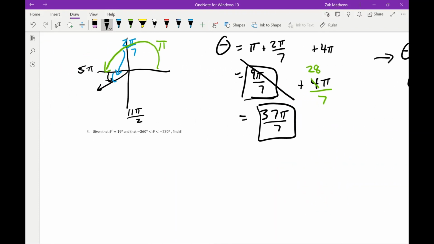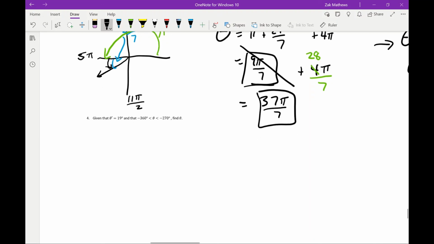All right, let's look at one final example. Here we have a problem given that theta prime is equal to 19 degrees and that theta is between negative 360 and negative 270. Find theta. Okay. So the first thing I need to do is sketch it out to think about where it is. Always start with your sketch. Negative 360 and negative 270. Negatives means I'm traveling backward. So negative 360 would get me back around to this terminal position. Negative 270 would take me to the positive y-axis, right here. So we're actually looking for something in the first quadrant, but using a negative angle.